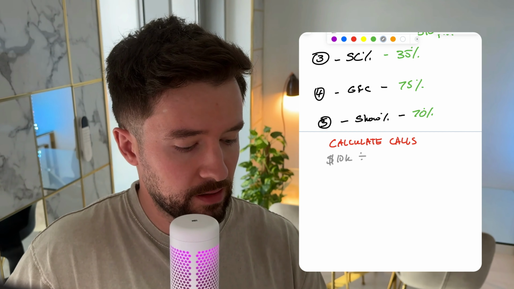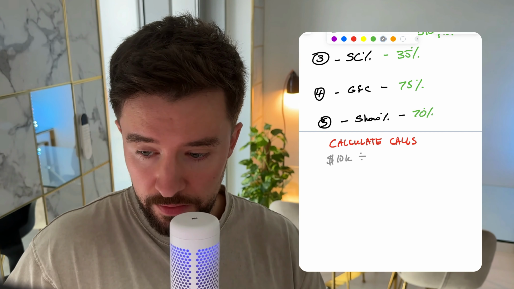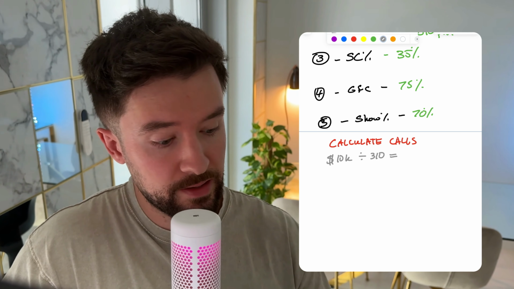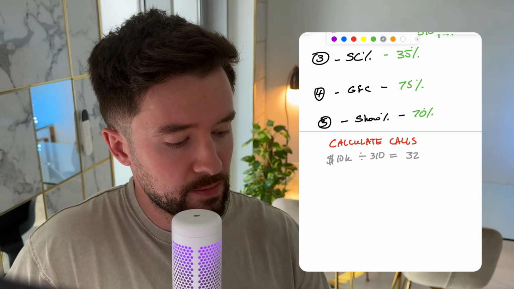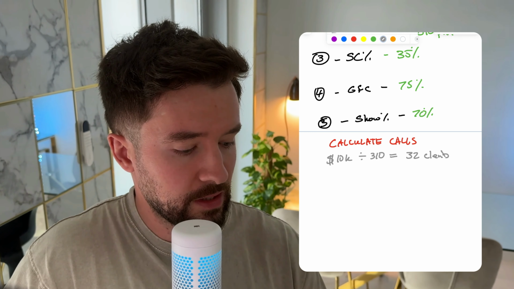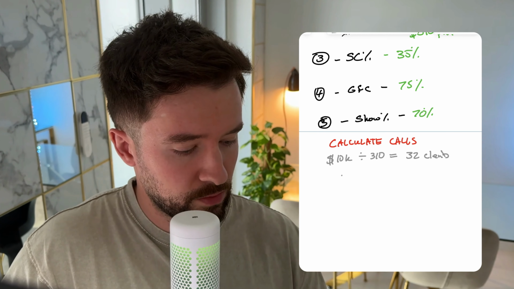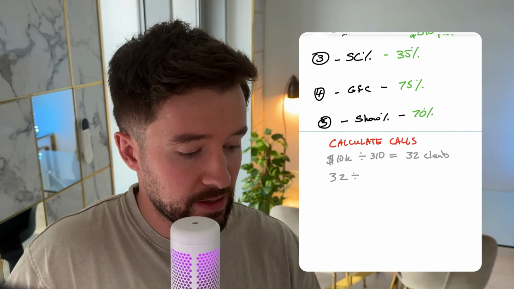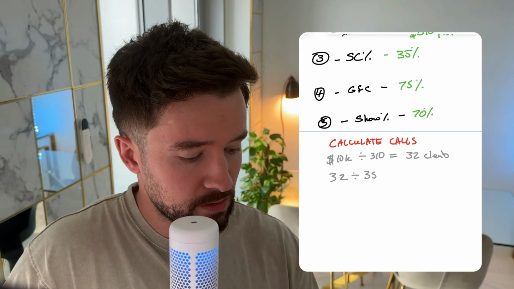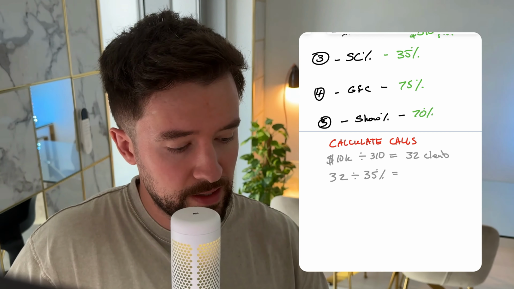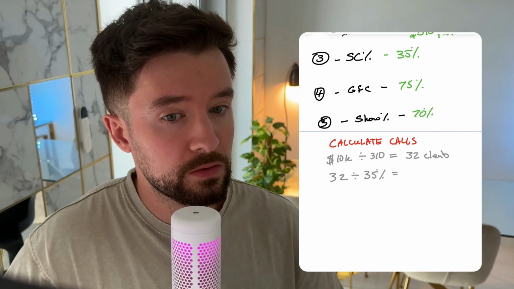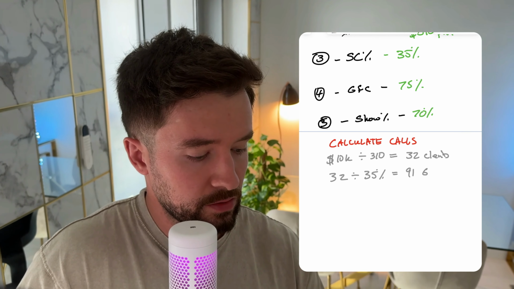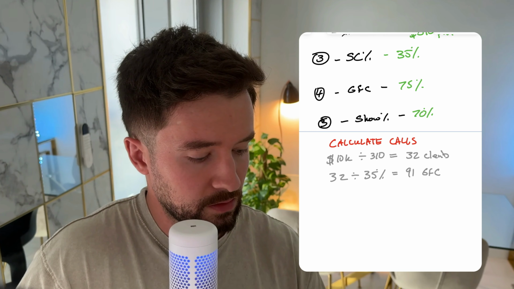We're going to divide that by your client value, which is 310. That gives you the amount of clients required, which in this case is going to be 32 clients. That's how many clients you need to get to 10 grand a month. So we're going to divide the amount of clients we require by our sales conversion rate, which is 35%. And that is going to give us the amount of good fit calls we actually need. So we are going to need 91 good fit calls.